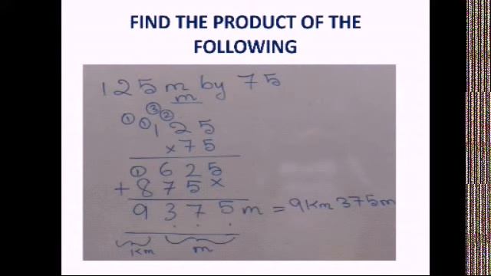Now how did I get it? When you get a 4-digit number like this in your answer and the unit is only meter, from your right hand side count 3 digits. That is 1, 2, 3, till 375, it will be in meter. And the leftmost digit will be in kilometer. Or there is one more way, you can divide the whole number 9375 meter by 1000, then it will get converted into 9 kilometer 375 meter.